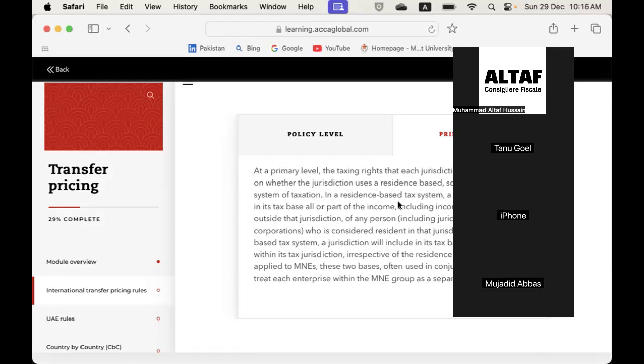This is actually residence-based taxation. It's basically a show of force. If you really think about it, residence-based taxation is a show of force. Why? Because the authority is saying, since you incorporated in our country, your worldwide income is subject to tax in this country. Okay, so this is residence-based taxation.